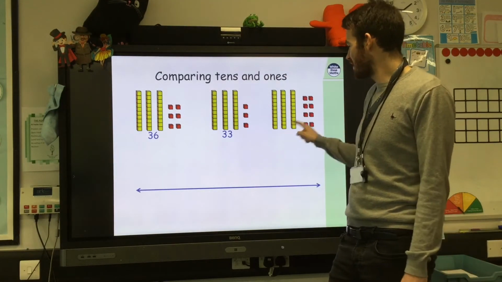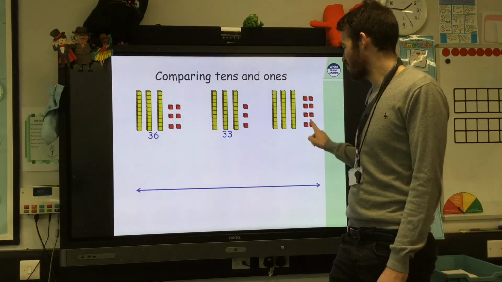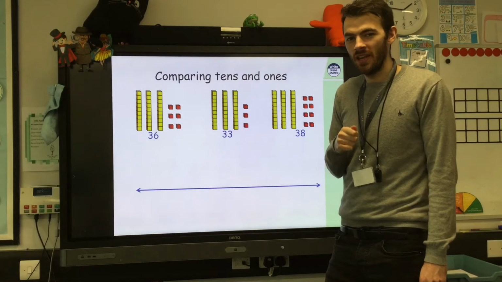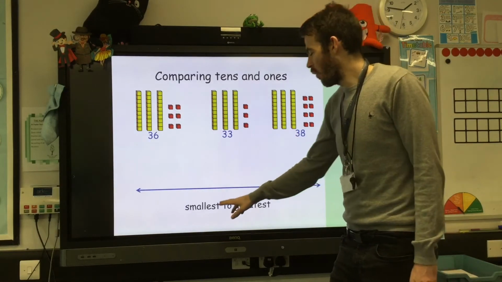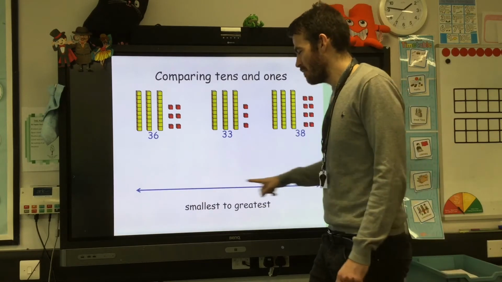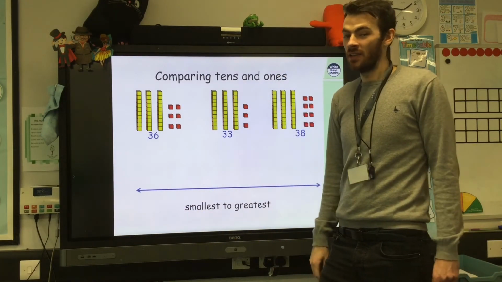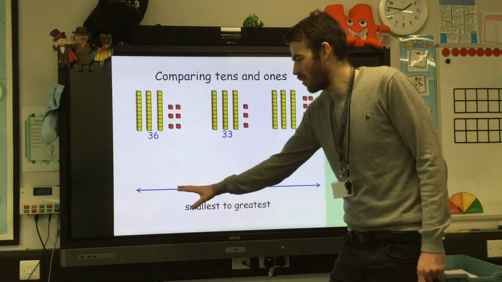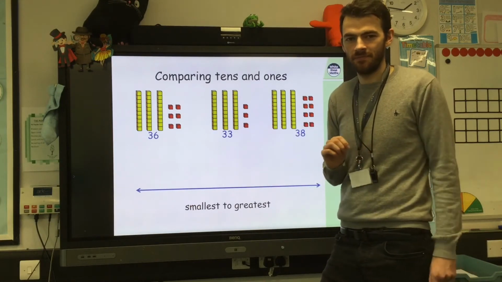We have 3 10s and 8 1s, which makes the number 38. What I would like you to do is pause the video and try and order them from smallest to greatest. But you don't have any numbers to help you on the number line, so you're going to have to place the numbers on yourself from smallest to greatest.